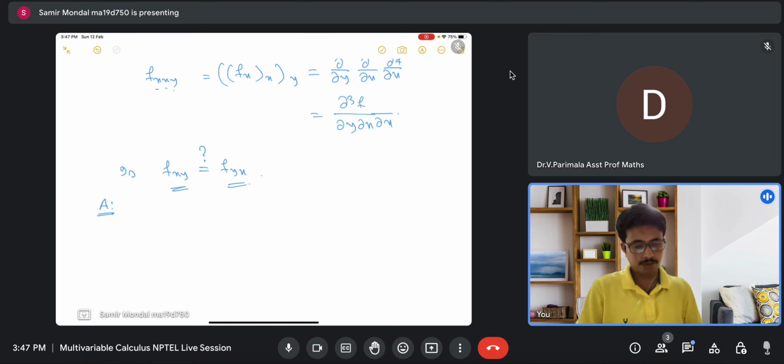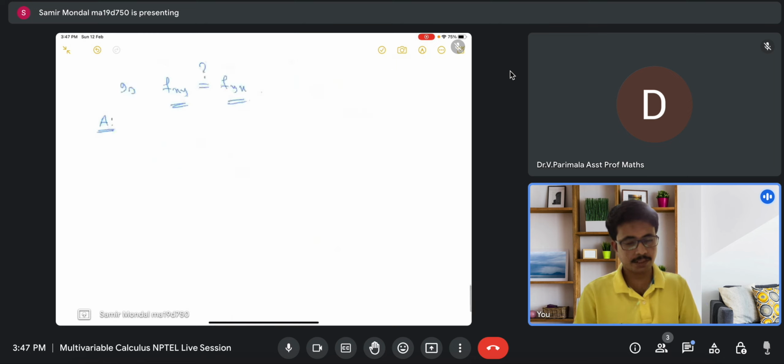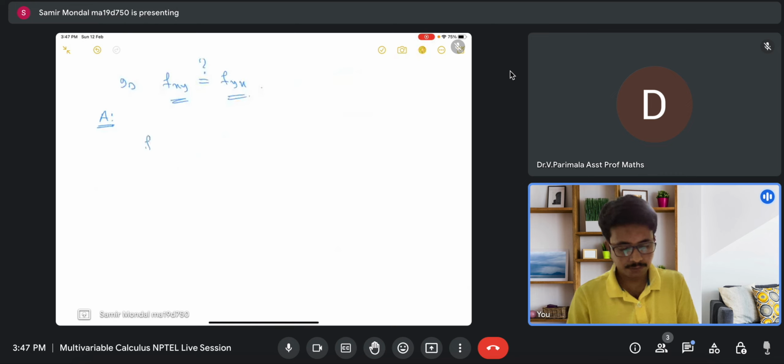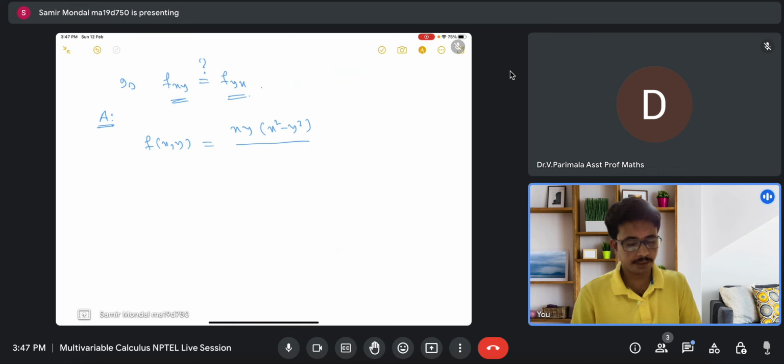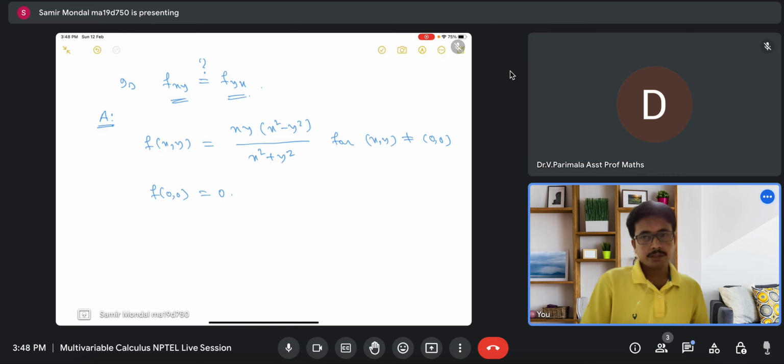I am giving one example. Try to find f_xy and f_yx. This is your function: f(x,y) = xy(x² − y²)/(x² + y²) when (x,y) is non-zero, and at the point (0,0) it is defined as 0. So here you have to find these two quantities.